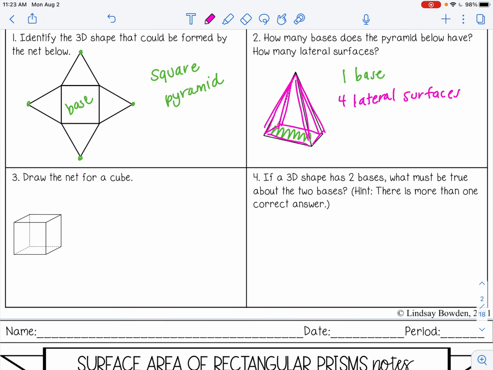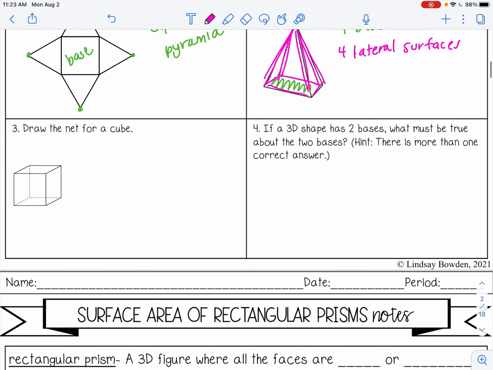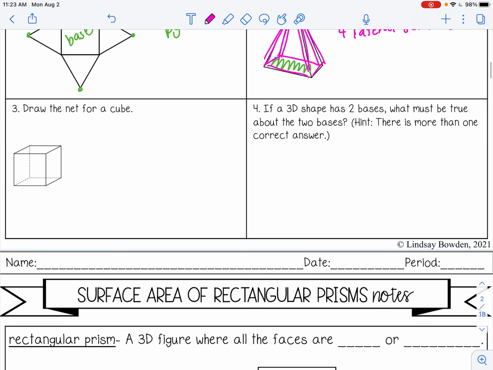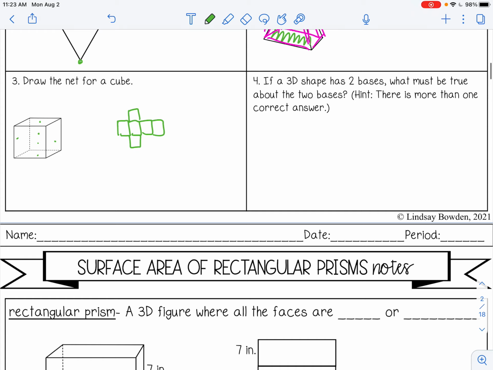All right, number 3, draw a net for a cube. So basically think about, okay, a cube is made up of squares. See if you can count how many squares it would be. So we have the top and the bottom. Then we have the 4 sides, so that would be 6. And you can kind of draw them however you want. Usually with a cube, you see the net like that. That's a very poor drawing, but you get the picture.